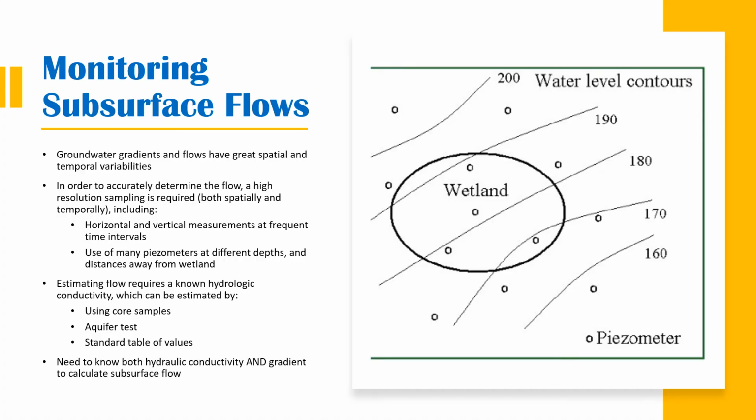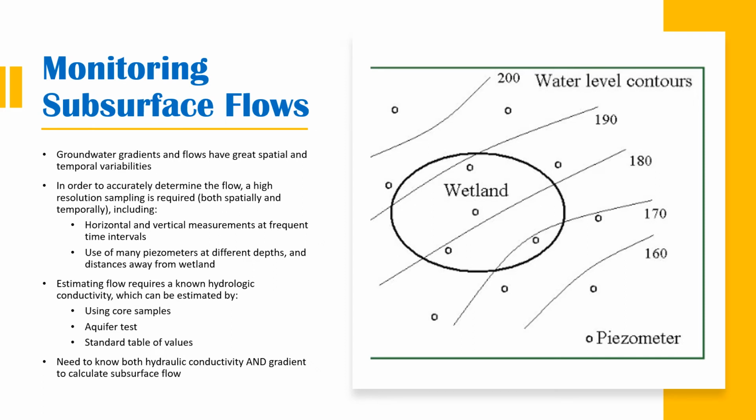You can monitor subsurface flows by installing different piezometers across a wetland. Keep in mind that groundwater gradients and flows have great spatial and temporal variability. So if you want to accurately determine the flow, you will need a high resolution of sampling, both spatially and temporally. You need horizontal and vertical measurements at frequent time intervals, and you also need many piezometers at different depths and distances away from the wetland as shown here.